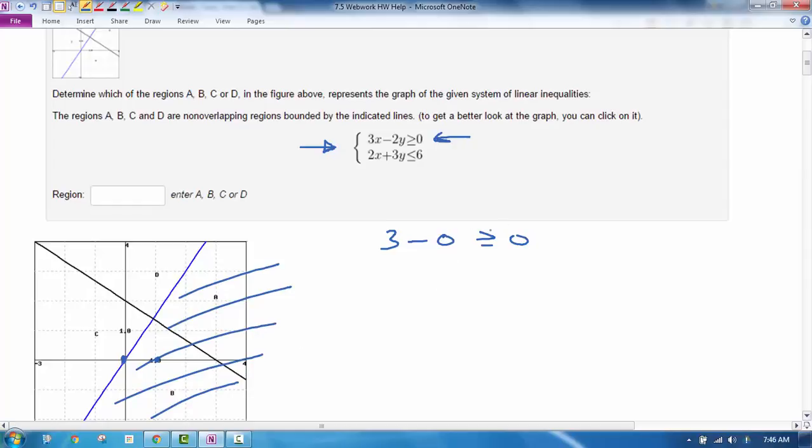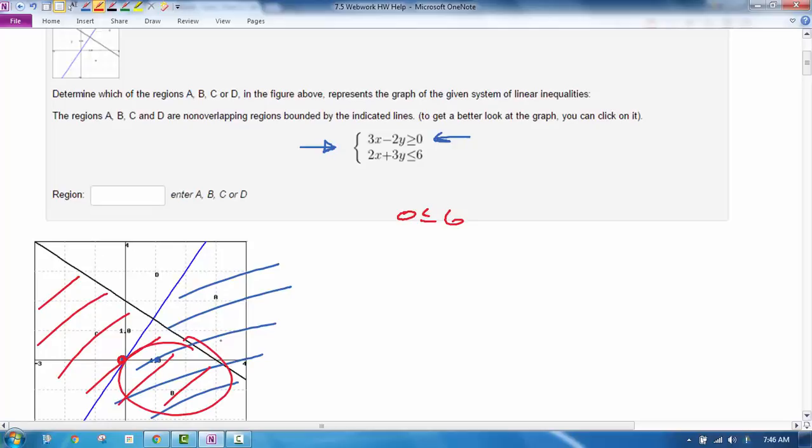Okay. Now I'll do the same thing with the black line. Pick an easy number that is on one of the other sides, like (0, 0) for example. If I plug in (0, 0), I get 0 is less than or equal to 6, which is true, which means that's in the solution set, so I would shade that side of the line. The overlap then is our answer, which is region B.